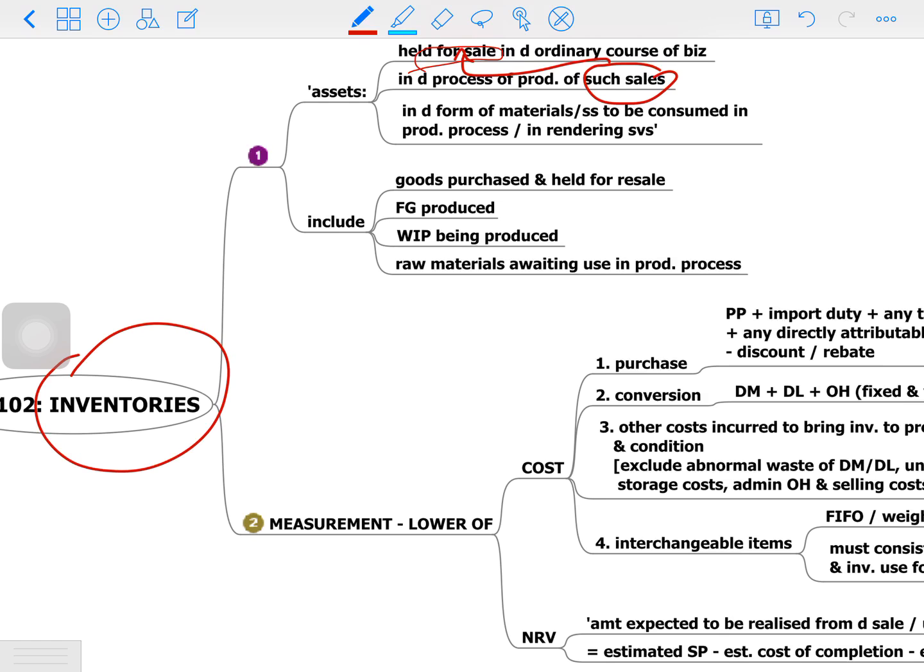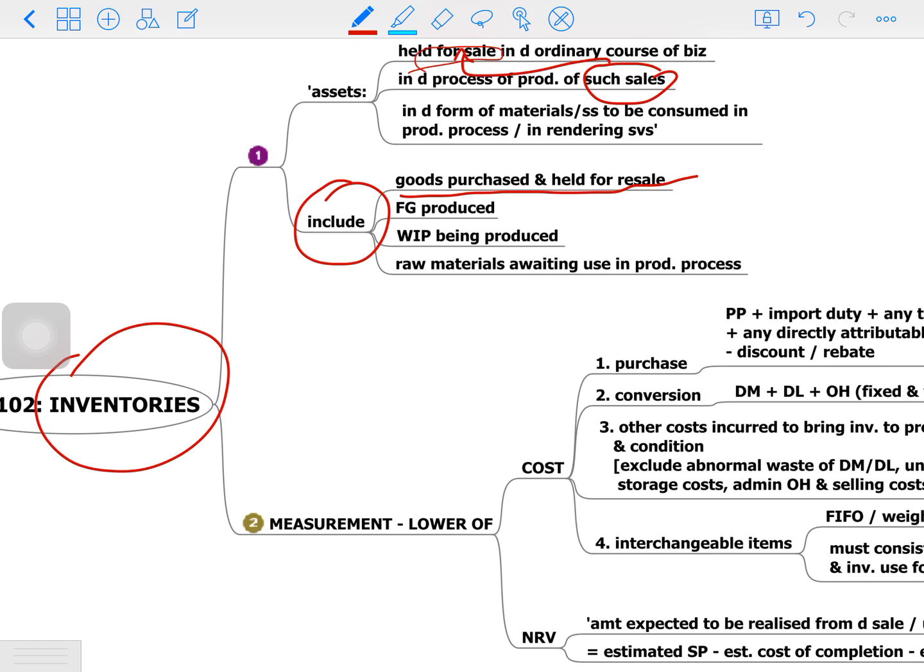So it includes goods which are purchased and held for resale. If you are a trading company, you buy goods and you sell goods. So in a trading company, the inventory will consist of goods which are purchased and held for sale. But if you are a manufacturing company, the company that manufactures your own goods, it becomes your finished goods. Your finished goods become your inventory.